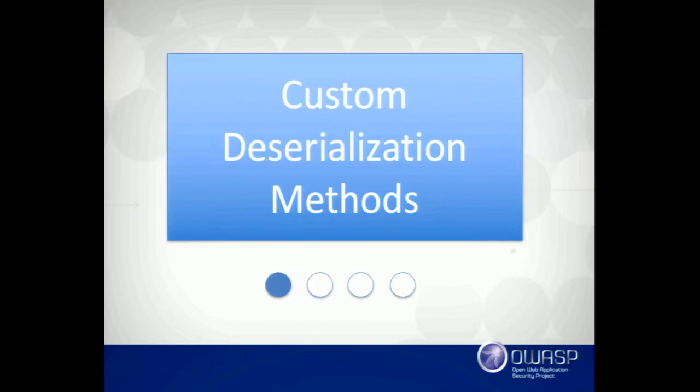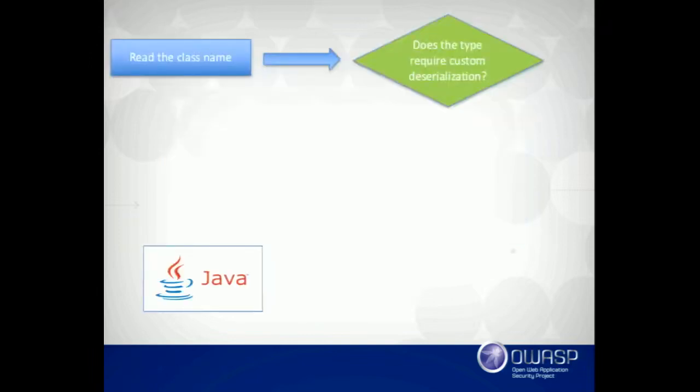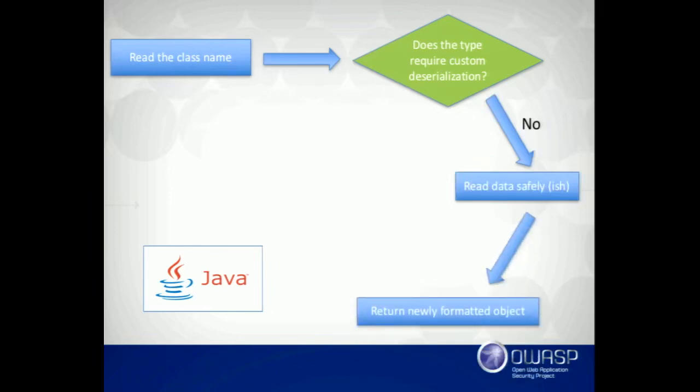So let's talk about the first one, custom deserialization methods. Some deserializers, and this is how Java's works, let you control how objects get deserialized. There's a default protocol that's pretty safe, but it's possible that for your custom object, you can figure out a really space-efficient, time-efficient way of deserializing that. So you can override the behavior.